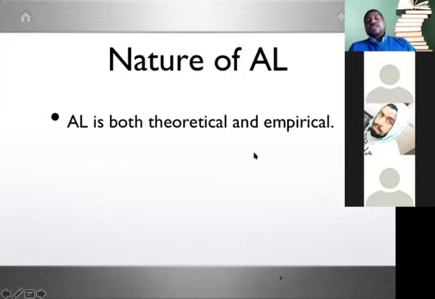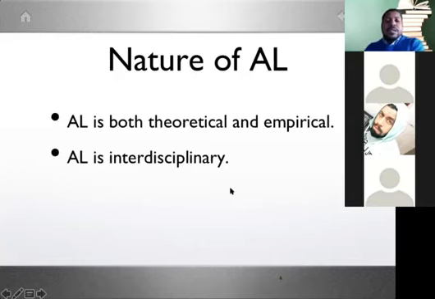It's empirical, meaning that it aims to solve a problem. It doesn't aim to build a theory, but to solve a practical problem. Now, for this course, since we're just introducing ourselves to applied linguistics, let's not get into the small details of the debate. Let's just hold to this idea that applied linguistics is theoretical and empirical. And of course, in advanced courses, other discussions could be raised.